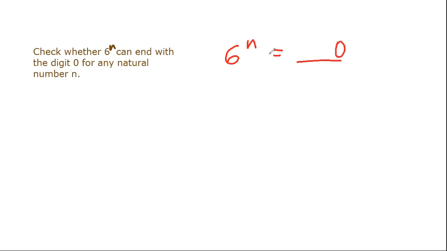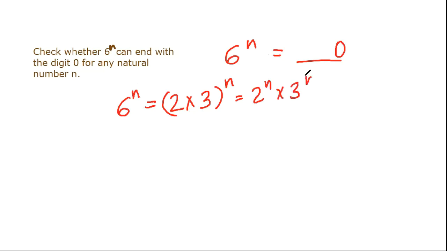To find this out, we can consider the number 6. 6 can be written as 2 times 3, so 6 raised to n is 2 times 3, all to the power n. So this is 2 raised to n into 3 raised to n. As per the fundamental theorem of arithmetic, a number can be uniquely expressed as a product of its prime factors. So this prime factorization is unique.